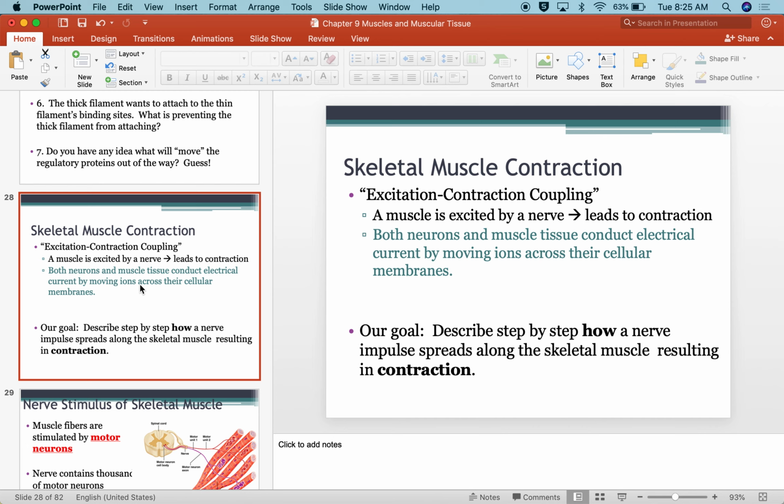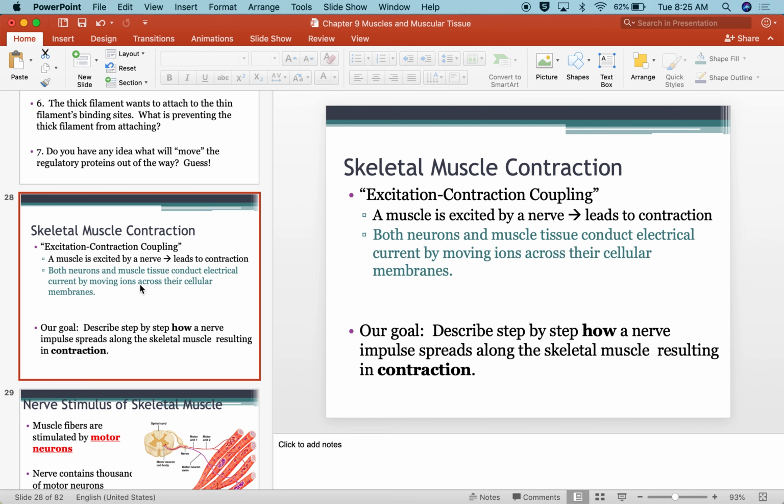Okay, so now that you've answered those questions, hopefully, we're going to just finish up this lecture. Skeletal muscle contraction is called excitation-contraction coupling. It's when a muscle is excited by a nerve and it leads to a contraction. Both neurons and muscle tissue conduct electrical current. The neuron conducts electrical current to the sarcolemma, and from there, the sarcolemma can continue that electrical conduction throughout that muscle cell. So it moves ions across the cellular membrane, and we're going to have this movement of ions to keep that nerve impulse going.